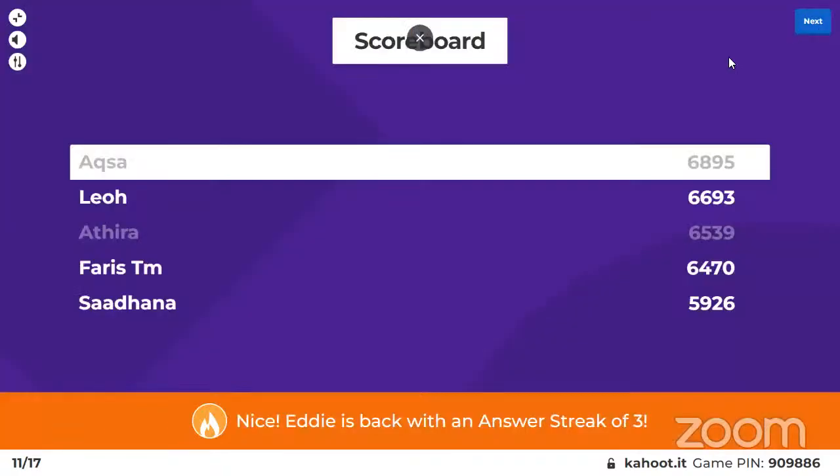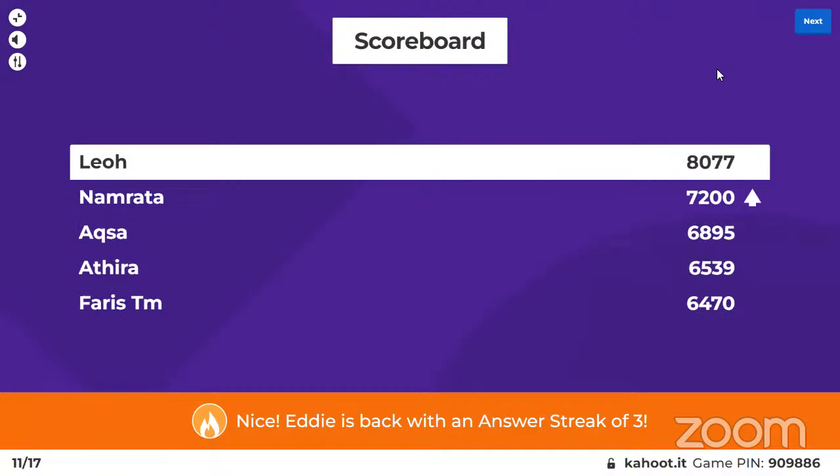Where exactly is the podium? There has been a change. Leo goes to number 1. Namrata is at number 2 with 7,200 points. At number 3 is Aqsa. At number 4 are Athira and Faris. So I think Namrata has come up.